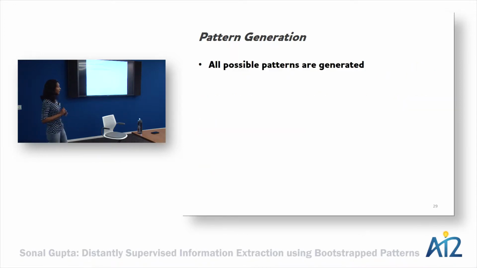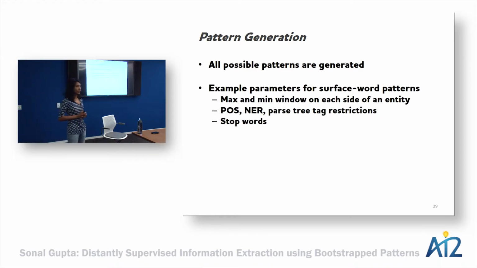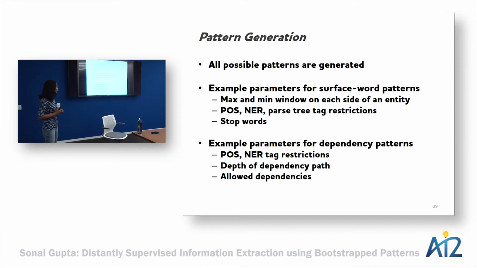So you generate all possible patterns around the labeled entities. You can look at parameters like the maximum and minimum window on each side of the entity, the part of speech tags, the NER tags, the parse tree tag restrictions, and stop words. If you're working with dependency patterns, then you can also look at the trigger words, the head, the parents, and the ancestors of a current word. You can look at the depth to which you want to go in a dependency tree, and you can have restrictions on what dependencies you want to extract.